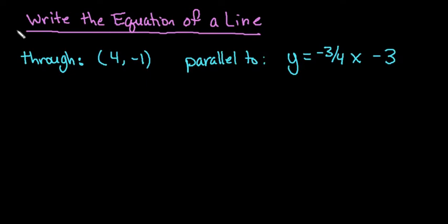Hi, for this video we're going to write the equation of a line that passes through the point (4, -1) and is also parallel to the line y equals -3/4 x minus 3.